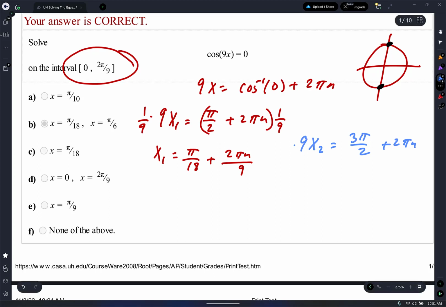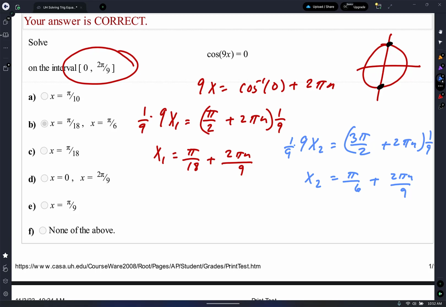Divide by 9 or times it by 1/9. Times 1/9 times 1/9. X2 equals 3 pi. Actually, you know what? Here's how I do it. 3 goes into 9 3 times. 3 times 2 is 6. So pi over 6 plus 2 pi n over 9.